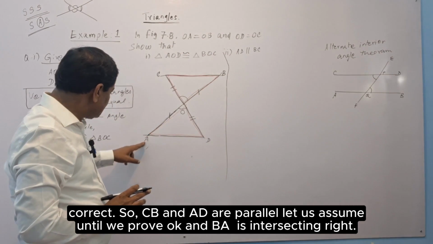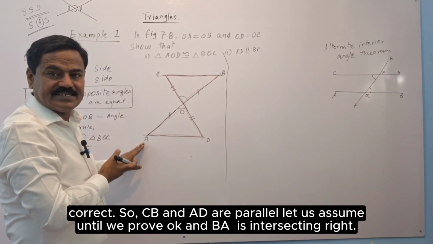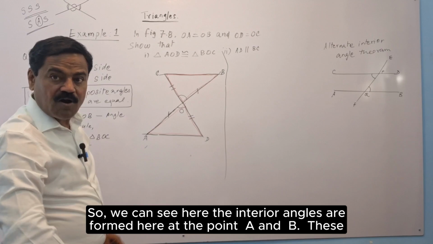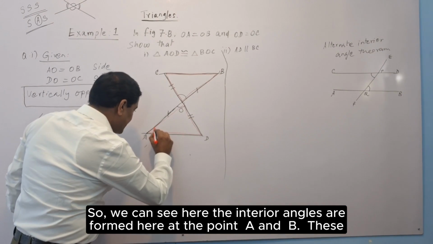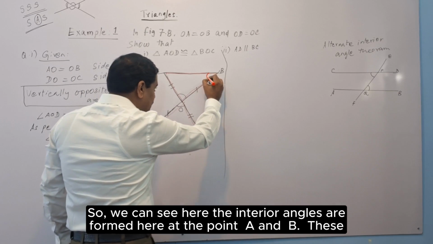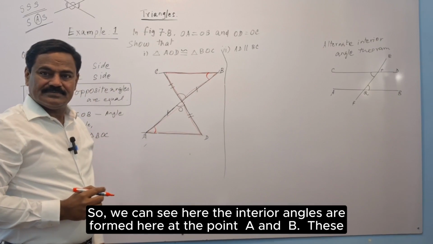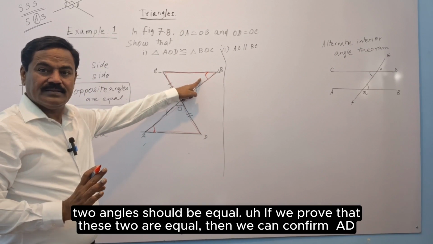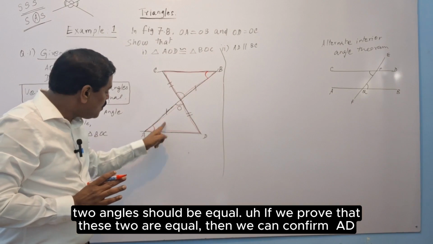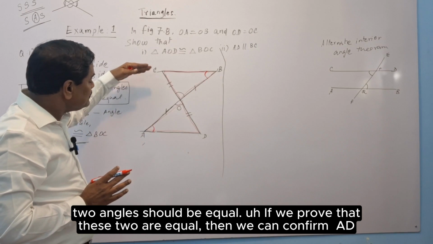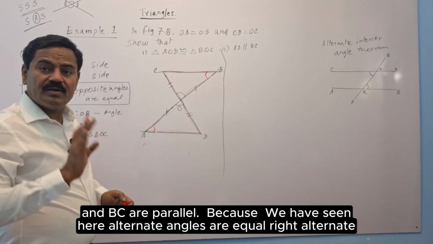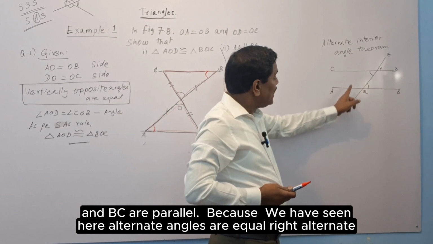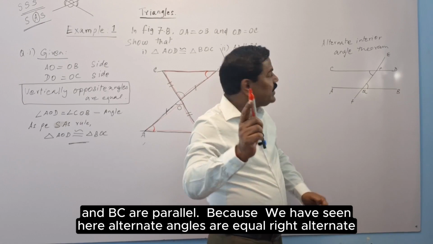And BA is intersecting, right? So you can see here the interior angles are formed here at the point A and B, right? These two angles should be equal, right? If we prove that these two are equal, then we can confirm AD and BC are parallel, right? Because we have seen here alternate angles are equal, right?